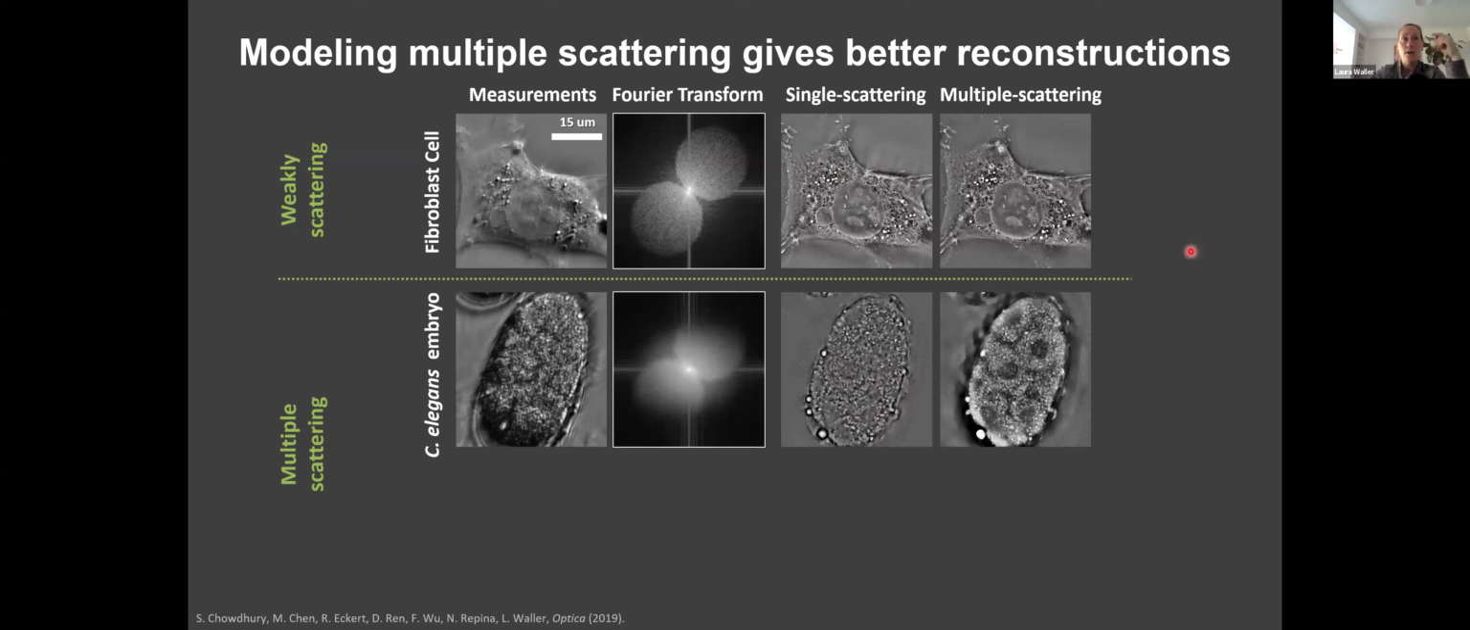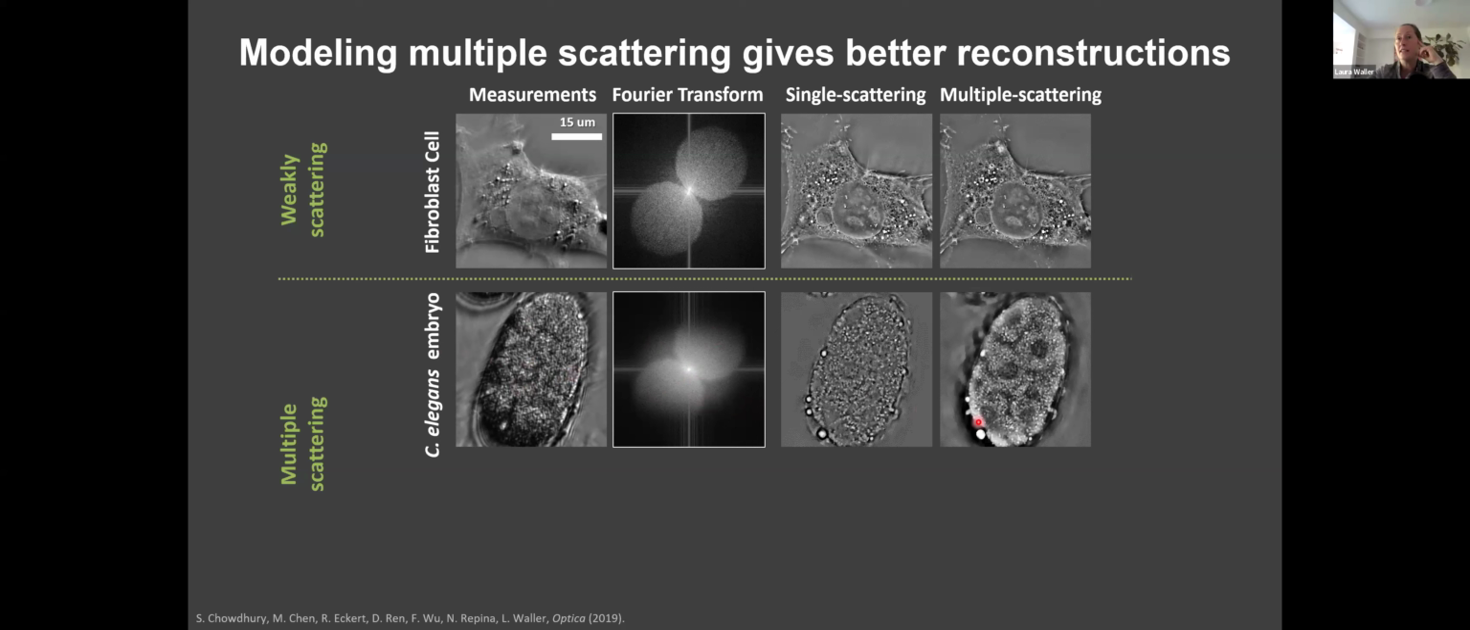If I use a more scattering sample, like this C. elegans embryo, it looks more like speckle in the raw image. These are just off-axis illuminated raw images. And now I can see the two circles, but there's a lot of stuff outside of the two circles, and that can only get there by multiple scattering. So there's some multiple scattering in this sample for sure.